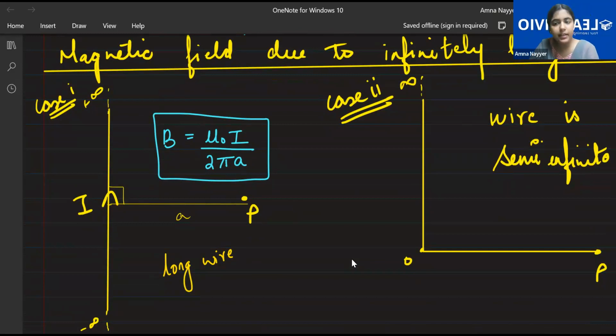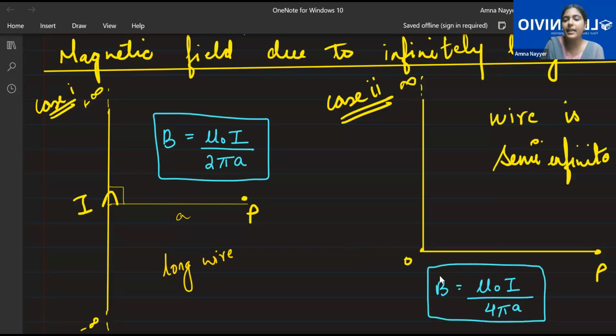Now, another one is the semi-infinite. Finite is not there. Semi-infinite means one end is extending up to infinity. This end is fixed. And the point that you are calculating is lying on the finite end, not at the infinite end. It is lying at the finite end. This is important, that your point is lying at the finite end. So the formula is B is equal to mu naught I divided by 4 pi A.